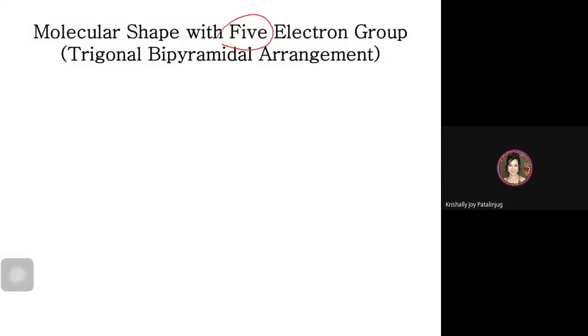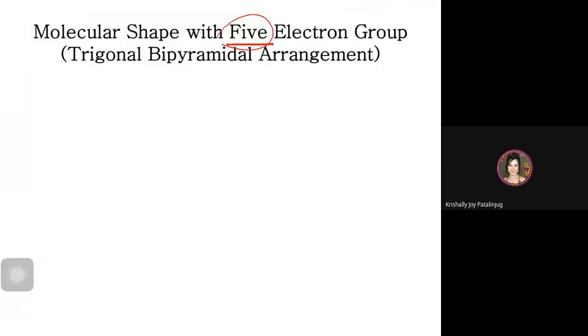So, say for example, check the periodic table, si phosphorus, okay, si sulfur. Basta nasa period 3 pababa, when they become the central atom, usually they will have 5 or either 6 electron groups that surround them as a central atom.